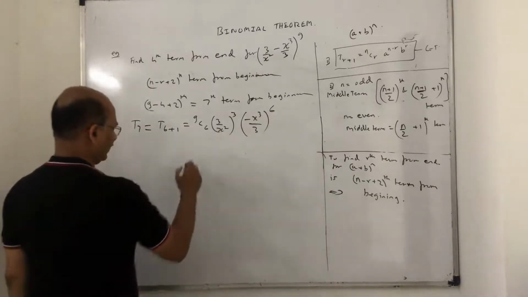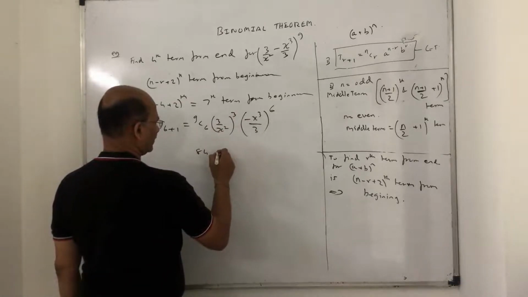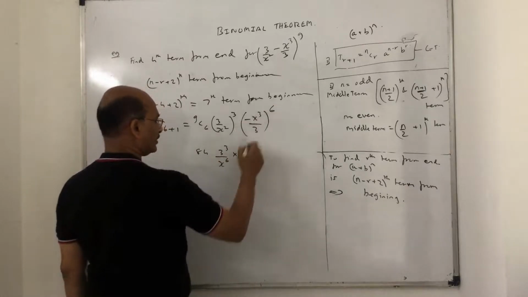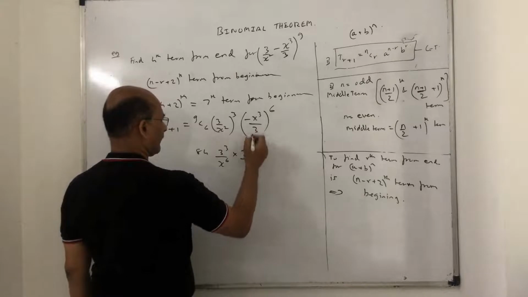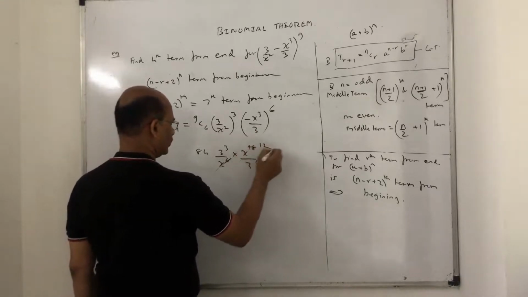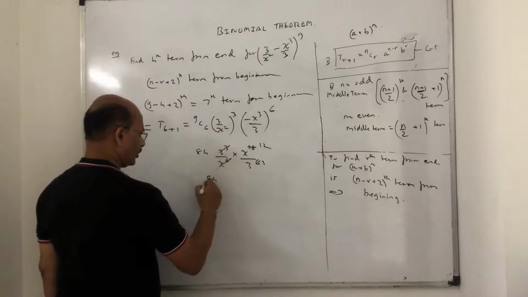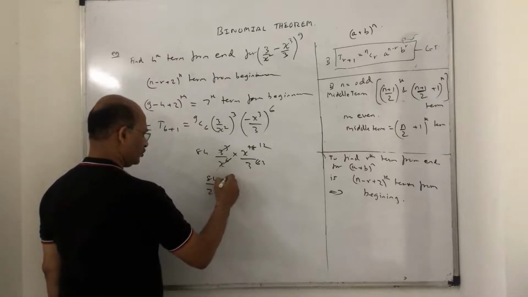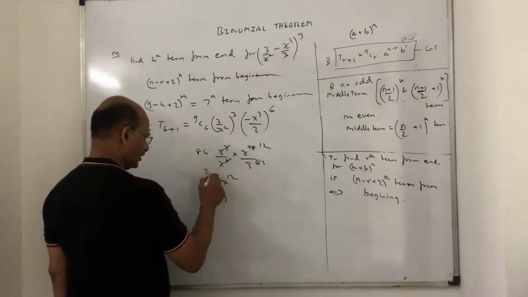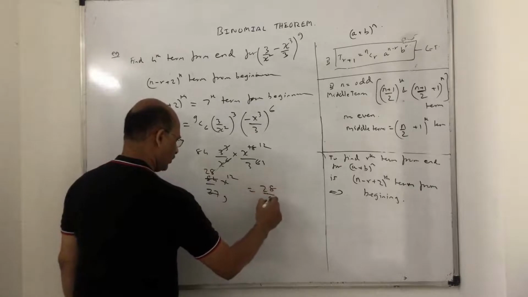So 9C6 is 84. 3 cube is 27. 3 cube upon x raised to 6 into minus raised to even number is 18 upon 3 raised to 6. So I think this will get cancelled. This will become 12. This will become 3. This will become cube. So 84 upon 27 x raised to 12. I think you can cancel this out further. 3 9s are 27. 3 2s are 6. 3 6s are 21. 3 is 24. So I believe it is 28 upon 9 x raised.